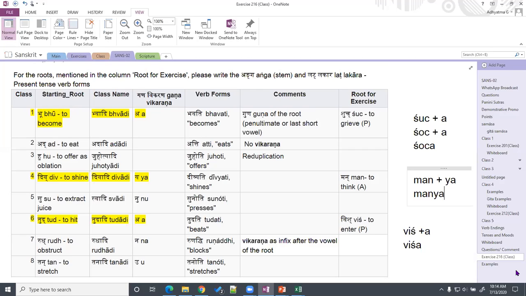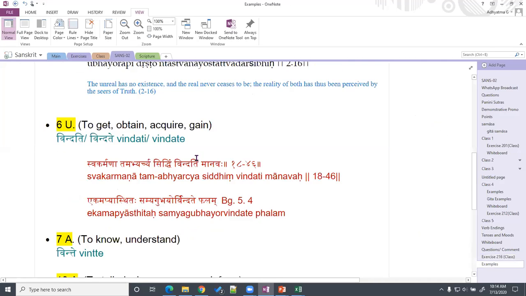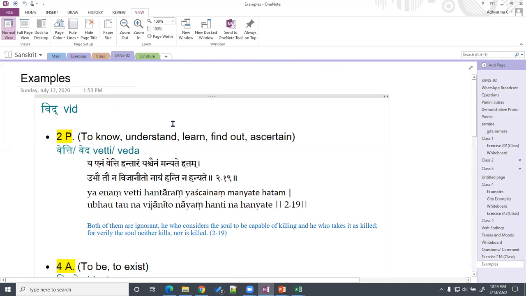An example: the root vid. A very common, very frequently used root, vid. It belongs to class 2 in Parasmaipadi. It means to know, understand, learn, find out, ascertain.